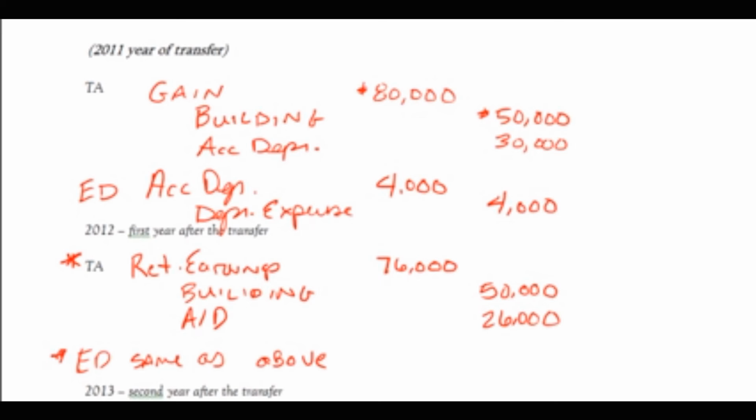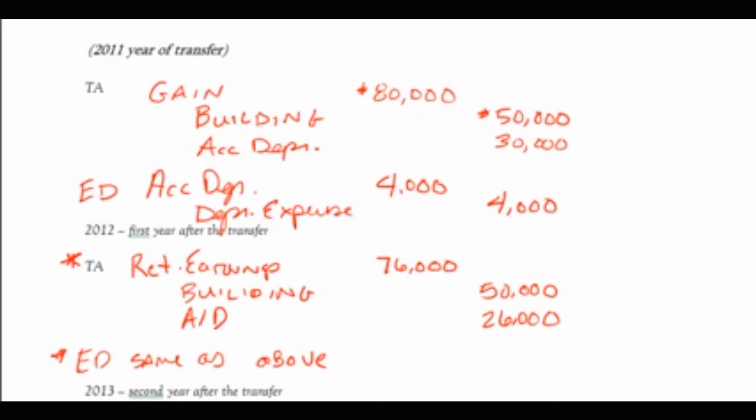Look back at the T accounts and you'll see the retained earnings is overstated by 80 for the gain, but then it came back a little bit because depreciation expense was overstated by 4. Expense and gains are opposites, so the net effect is retained earnings overstated by 76 as of the beginning of the year.